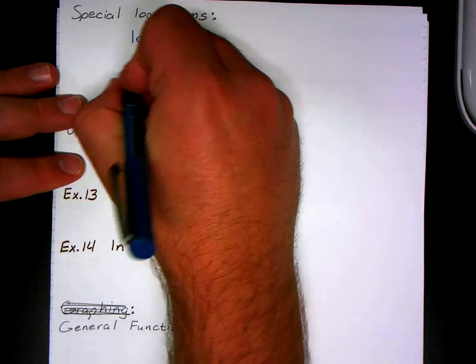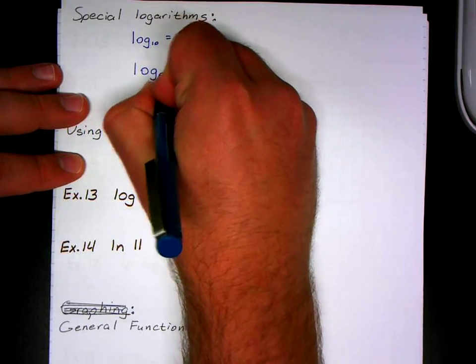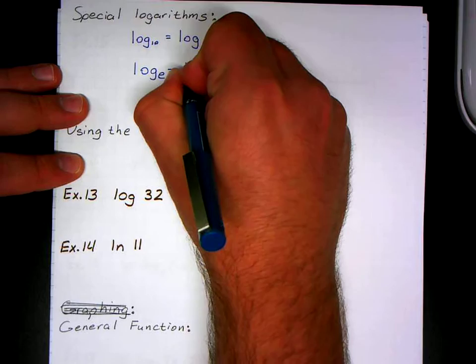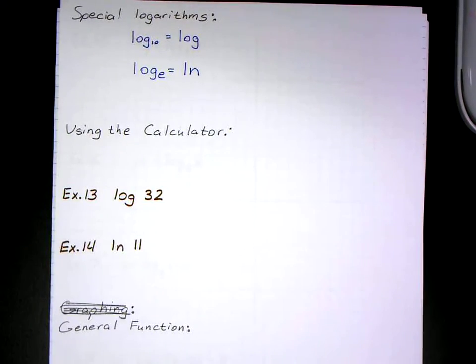The other one is log base e. And it's ln. Stands for log of the natural number. That's why they use ln. So those are the two that show up in your calculator.